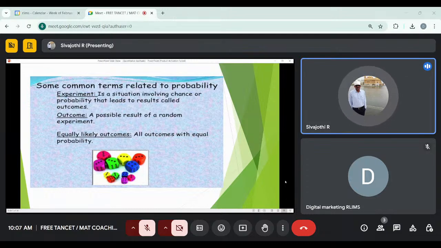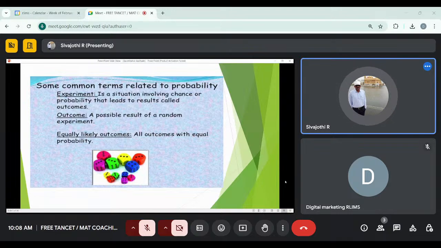Some common terms related to probability: an experiment is a situation involving chance or probability that leads to results called outcomes. So what is an outcome? A possible result of a random experiment is called an outcome. Directly, I will give an example. If you toss a coin, you may get the outcome either head or tail. If you throw a die, you may get 1, 2, 3, 4, 5 or 6. The sample space is 1, 2, 3, 4, 5, 6.